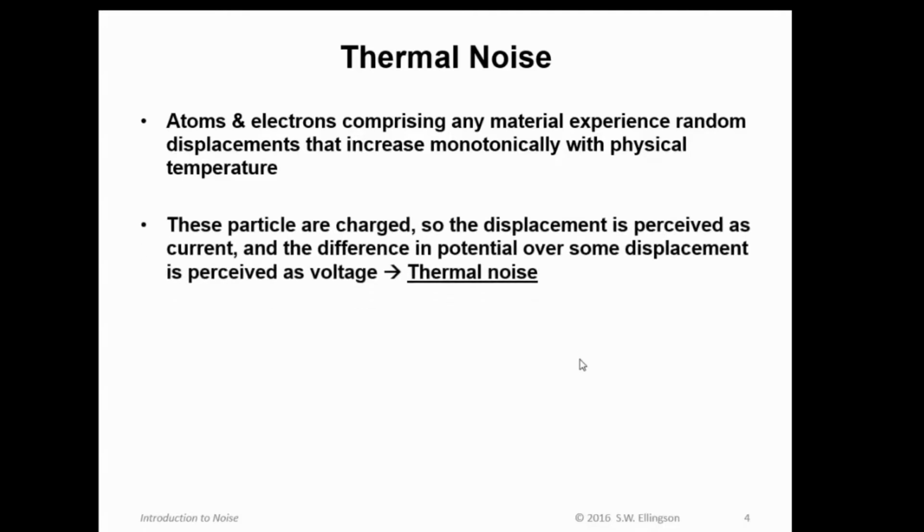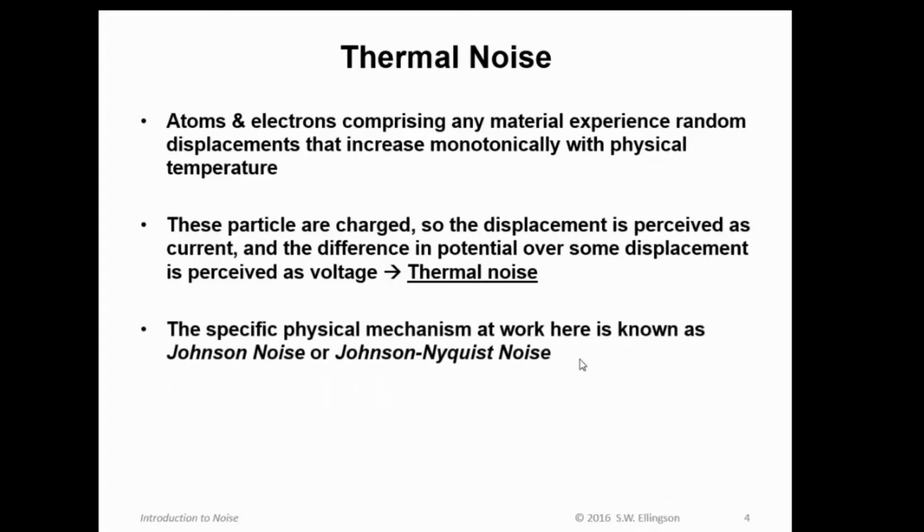Now these particles are typically charged. Certainly electrons are charged. So the displacement that is associated with heat, that is this tendency for things to move, is perceived as a current. And the difference in potential over some displacement is then perceived as a voltage. And we refer to this as the thermal noise. The specific physical mechanism at work here is known as Johnson noise, or Johnson-Nyquist noise.